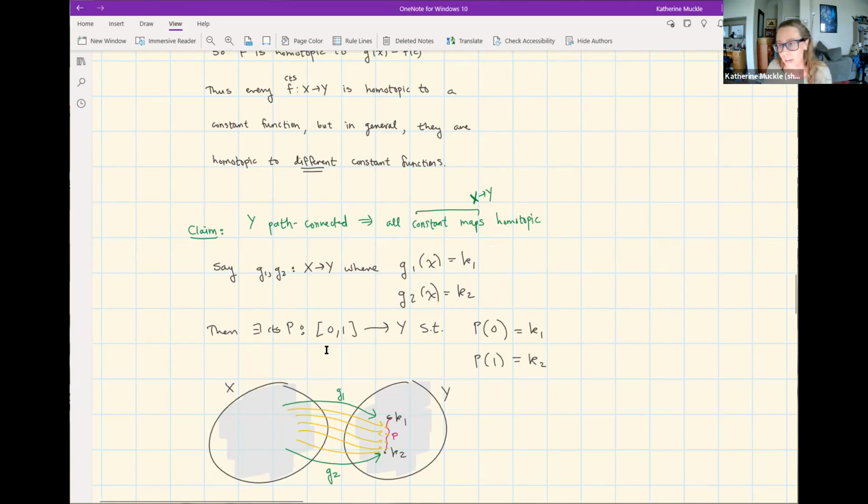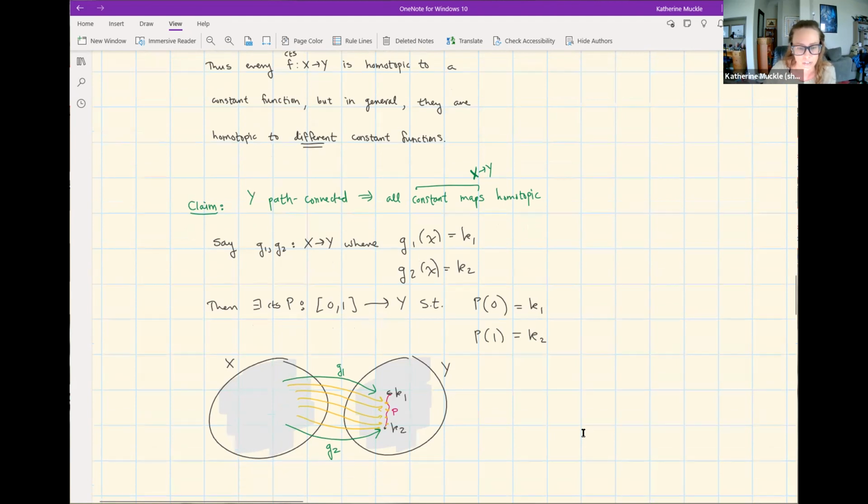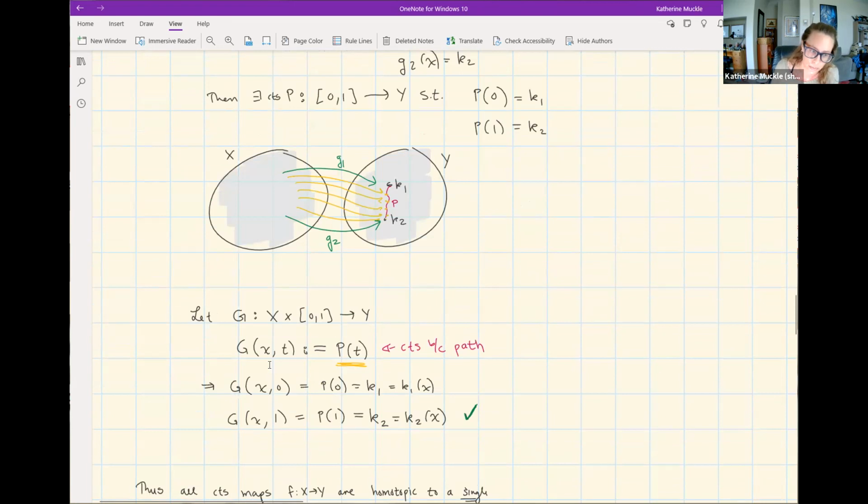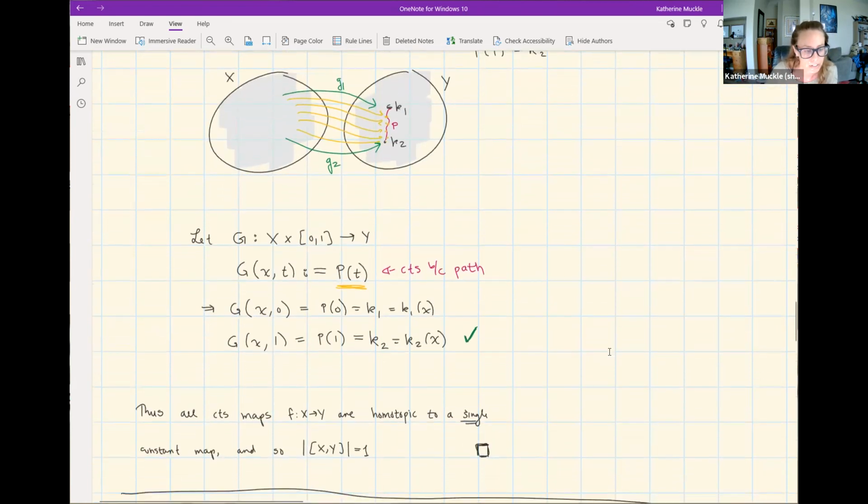But then I know that y is path connected, so I can connect my two constants via this continuous path. And so I can just define the homotopy to be that path in between them. All right, so therefore all of those continuous functions f from the beginning are homotopic to a single constant map. And so the number of equivalence classes is again just 1.